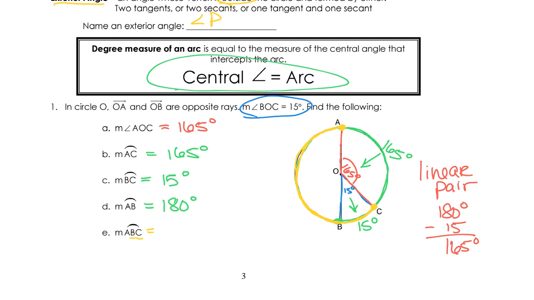So hopefully you guys can see that this arc is made up of 180 degrees and 15 more. And so 180 degrees and 15 more would put us at 195 degrees.